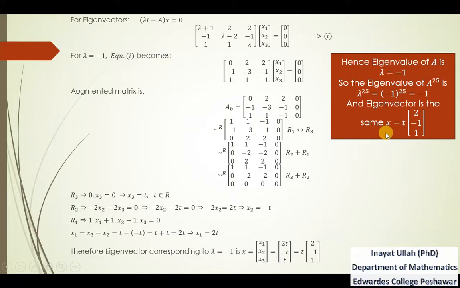So that is the eigenvalue for A power 25, and that is the eigenvector, the same vector for A power 25. In the same manner, you can find the eigenvector corresponding to lambda equal to 1, and the eigenvalue for A power 25 will be actually lambda power 25. So that is the end of this chapter and this topic.